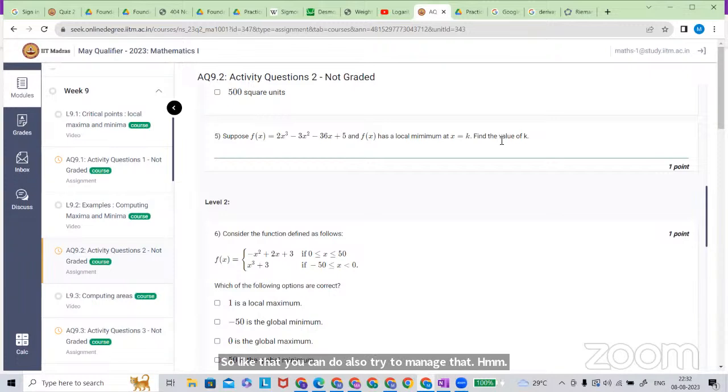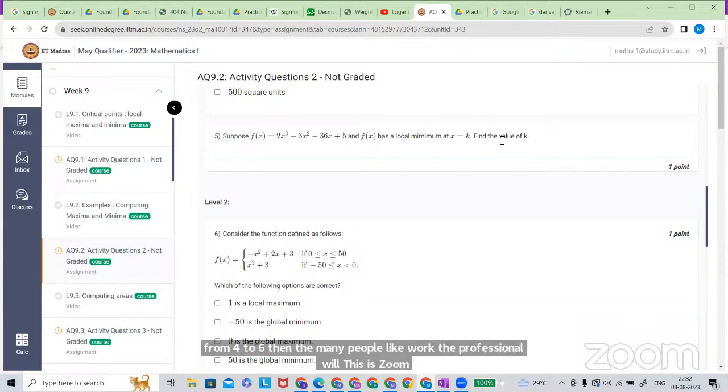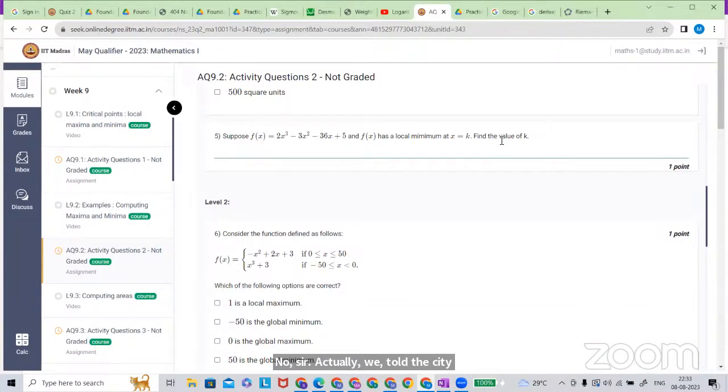Then what can I say now? If I do it from 4 to 6, many people like working professionals will face issues. No sir, we told the CT session also, and they accepted the request and said they will discuss with other TAs and find a solution so that no clash happens. I think the TA session for CT is every day from 11 o'clock to 1 p.m.